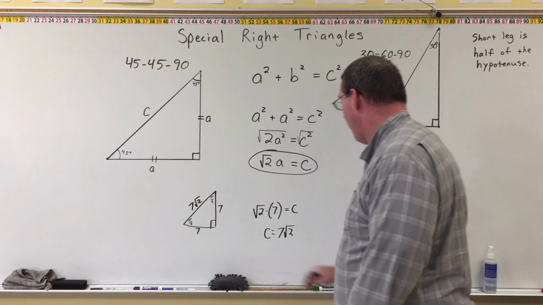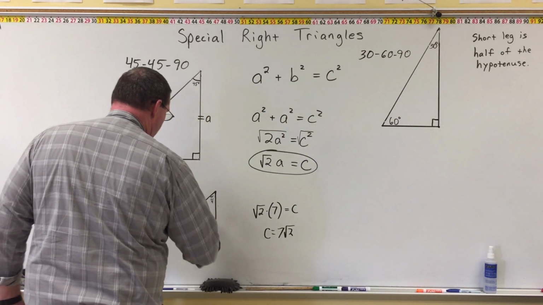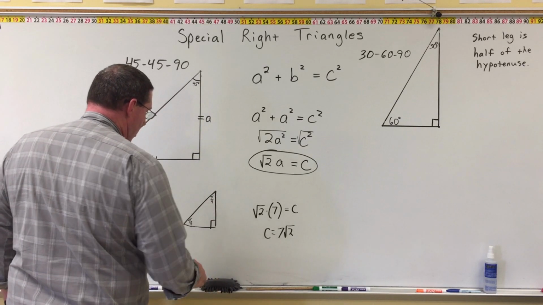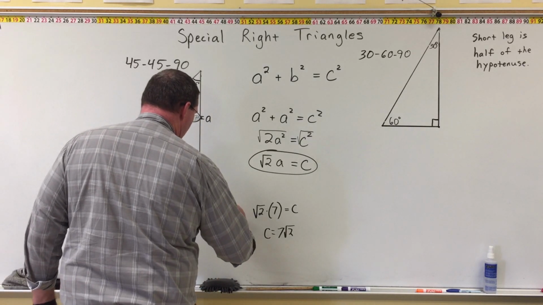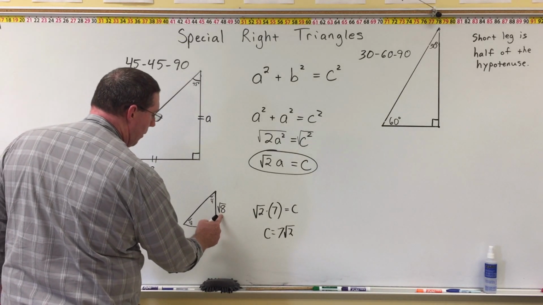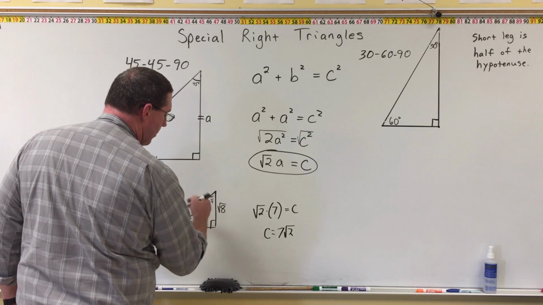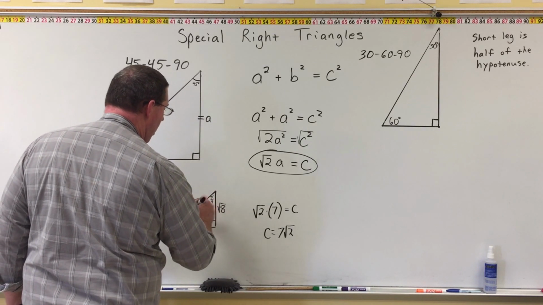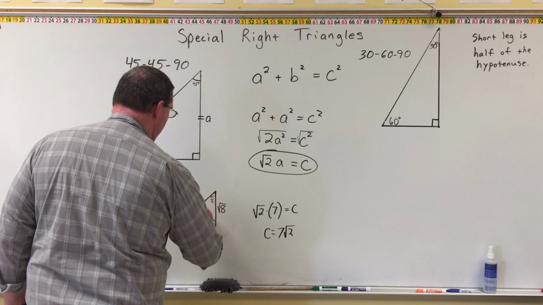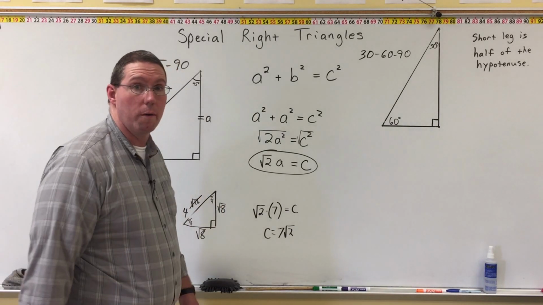So if it's a 45, 45, 90 right triangle and, let's say, this side is the square root of 8, square root of 8, right? All we have to do is multiply the square root of 8 times the square root of 2 to get this over here. Square root of 8 times square root of 2 is the square root of 16. Oh, by the way, the square root of 16 is equal to 4. So this hypotenuse is equal to 4.